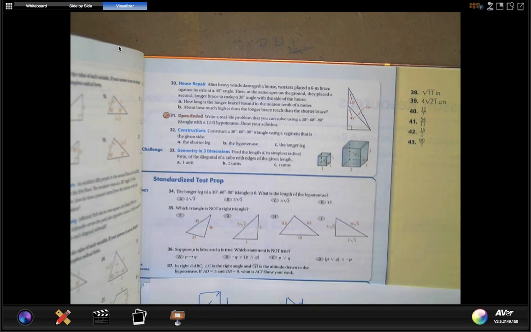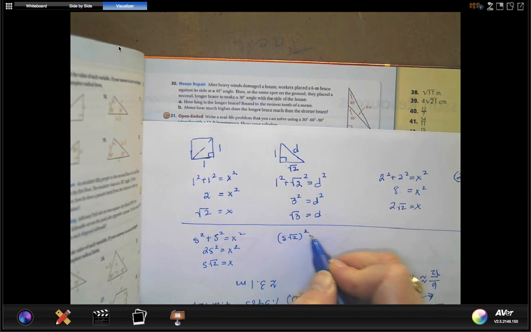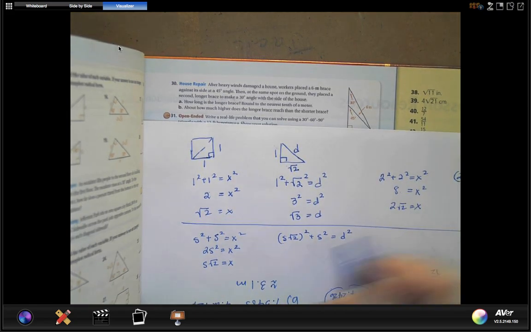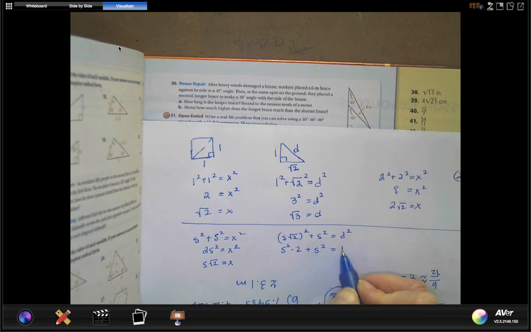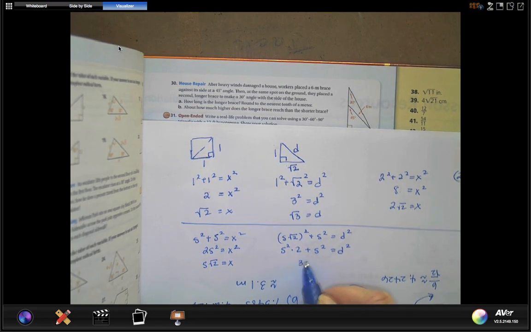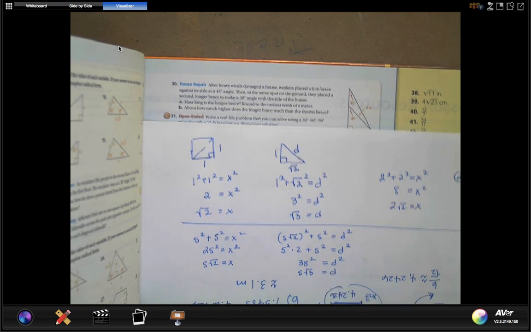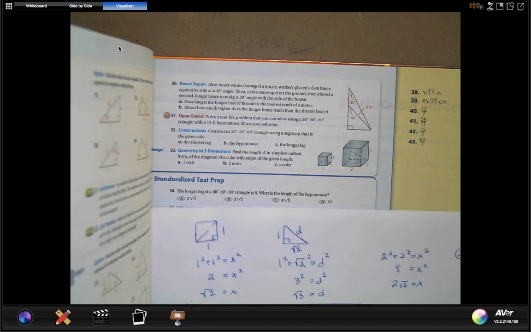This height is s. So I have s square root of 2 squared plus s squared equals the diagonal squared. So this is s squared times 2 plus s squared, so diagonal squared. So then I have 3s squared. And then I take the square root, and I get s square root of 3 is equal to that diagonal. Okay? So that is that one.